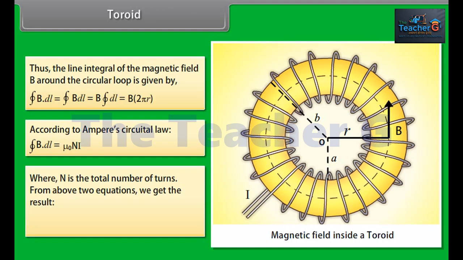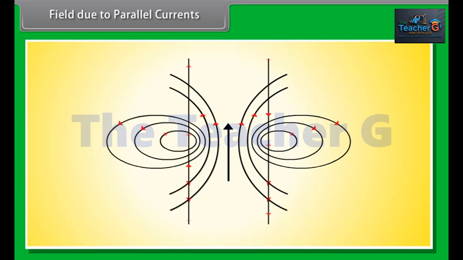From the above two equations, we get the result B is equal to mu naught N I divided by 2 pi r. Field due to parallel currents. It represents the combined magnetic field due to two parallel conductors carrying current in the same direction. The pattern of the magnetic field indicates attraction between the conductors. It represents the combined magnetic field due to two parallel conductors carrying currents in opposite direction. The pattern of the magnetic field indicates repulsion between conductors.